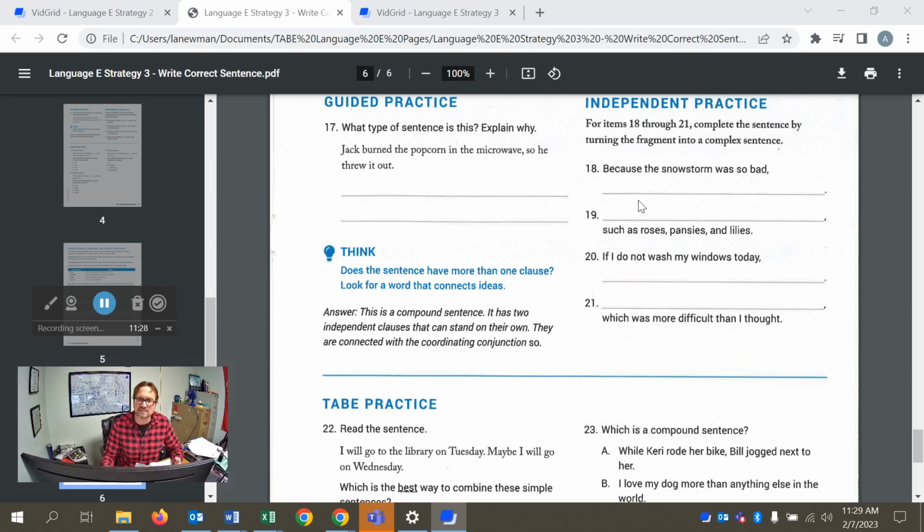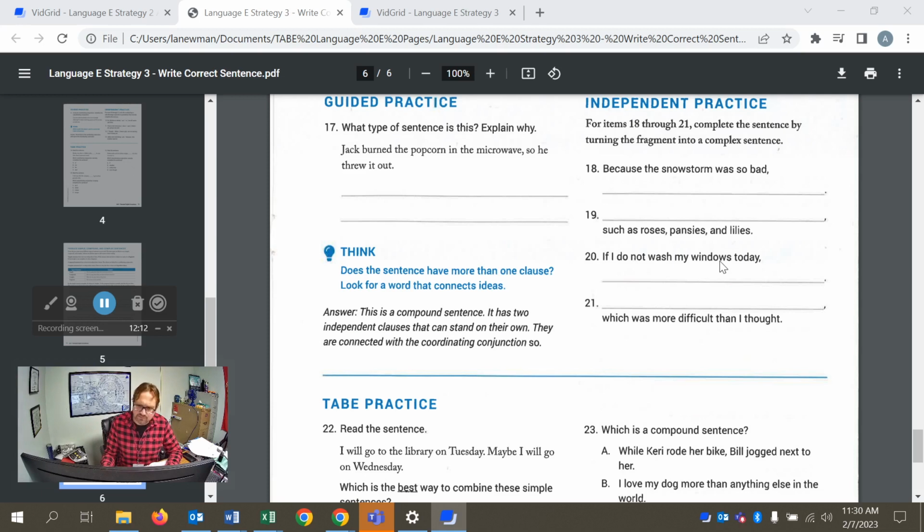So she ended up being the subject. Loves was the verb. And then I had an object, spring flowers, to serve as something that these roses, pansies, and lilies could be an example of. All right, 20, if I do not wash my windows today, I'll probably forget to do it. If is another one of those subordinating conjunctions. We need an independent clause to complete this sentence. I is the subject. Will is the verb. I know I said I'll, the contraction, but I'll is a contraction of I will. So the complete subject-verb phrase is I will.